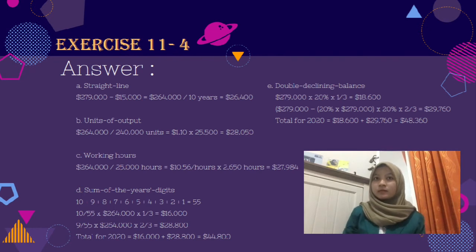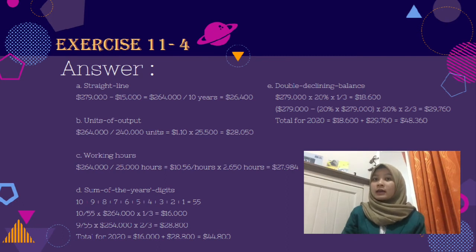D. Sum of the year's digits is 10 plus 9 plus 8 plus 7 plus 6 plus 5 plus 4 plus 3 plus 2 plus 1, and the result is 55. And then 10 divided by 55 multiplied by $264,000 multiplied by 1 divided by 3, and the result is $16,000.